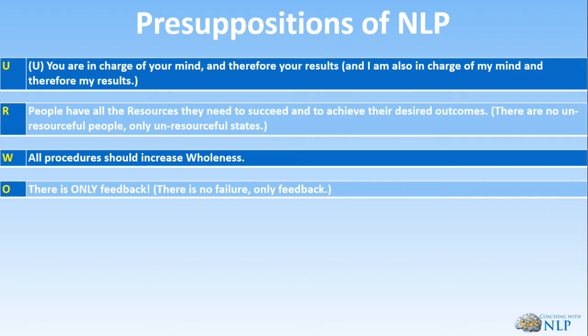Next we got there's only feedback. So no failure, only feedback. Now we've spoken about this a couple of times. You see, many people fear failure. Failure brings fear, anxiety, depression, etc. Actually, if we just see it as feedback, learning in itself is simply a process of eliminating all the outcomes that don't work.